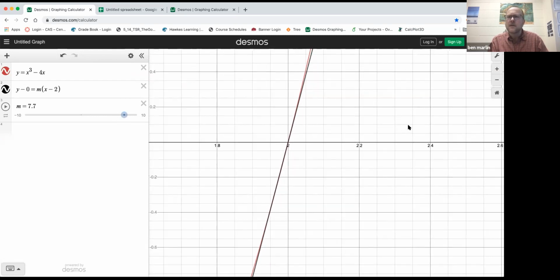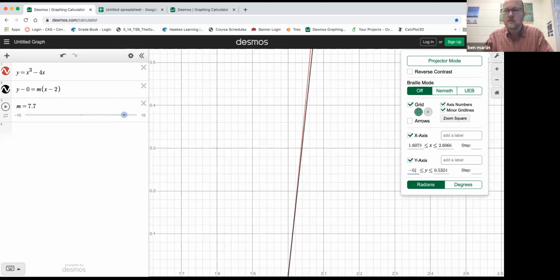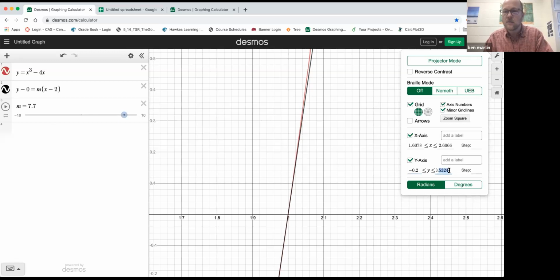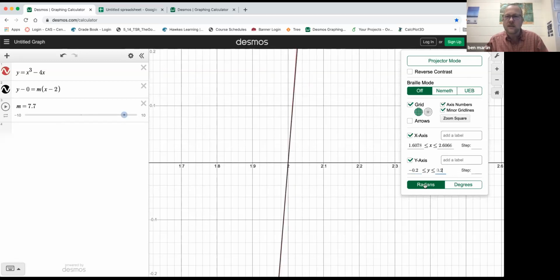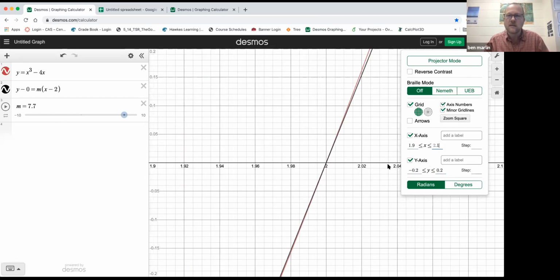And I think that for the stuff I want to do here, I'm going to change the y that I'm talking about so that I'm maybe only talking about the y values from negative 0.2 up to positive 0.2, something like that. And then my x values, I'm going to have to zoom those in quite a bit as well. So maybe from 1.9 up to 2.1, right?